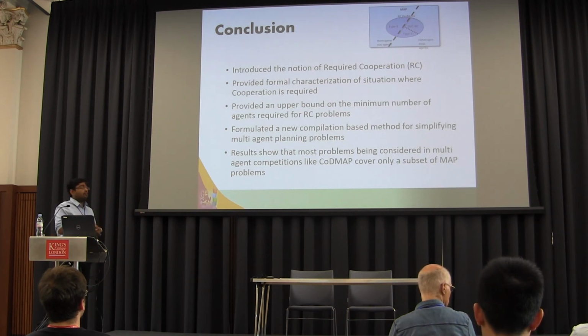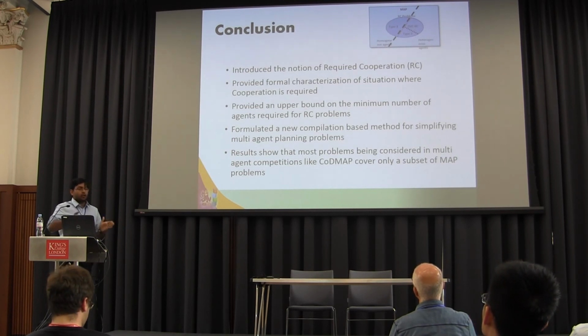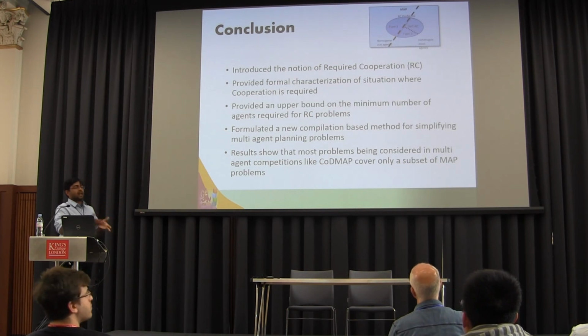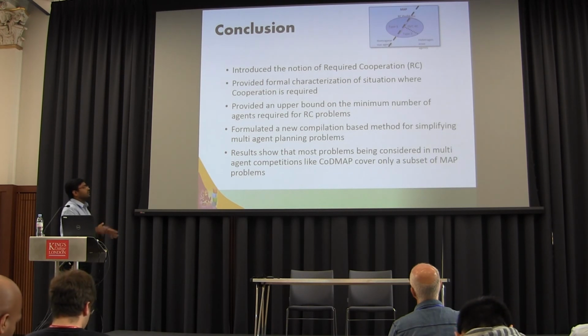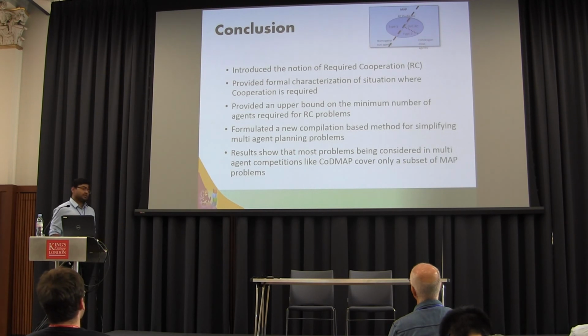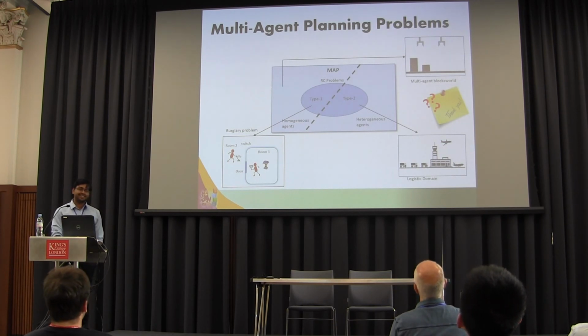We provided a way of formalizing this and tried to find out conditions where required cooperation can appear for different kinds of problems. And we've proposed a centralized multi-agent planner which makes use of this concept to improve planning performance in multi-agent problems. And we've also found out coincidentally that most of the current multi-agent benchmarks, like the unfactored problems in CPPAR, actually only cover a small subset of possible multi-agent problems. And that's our work.